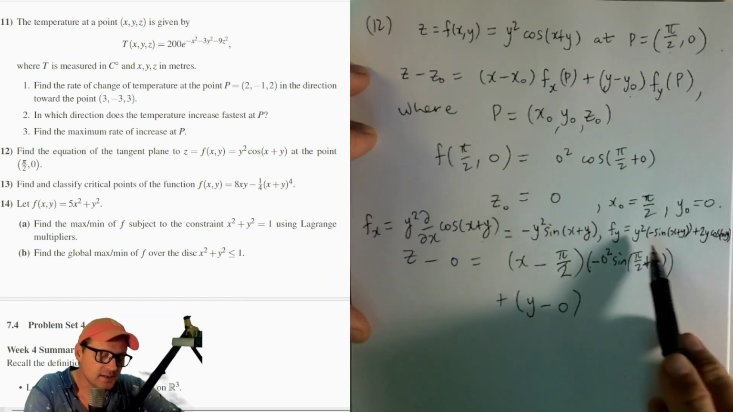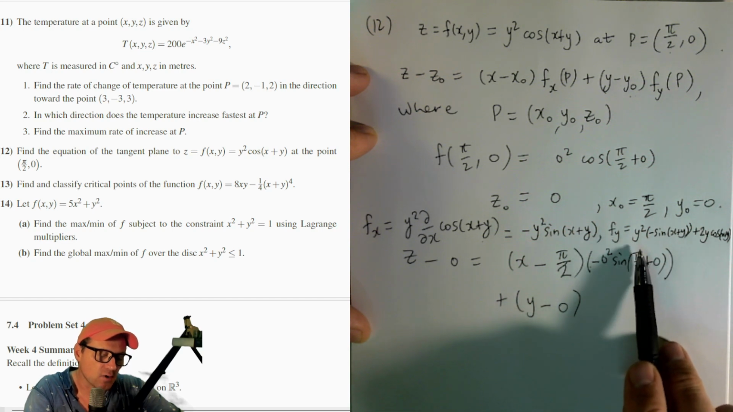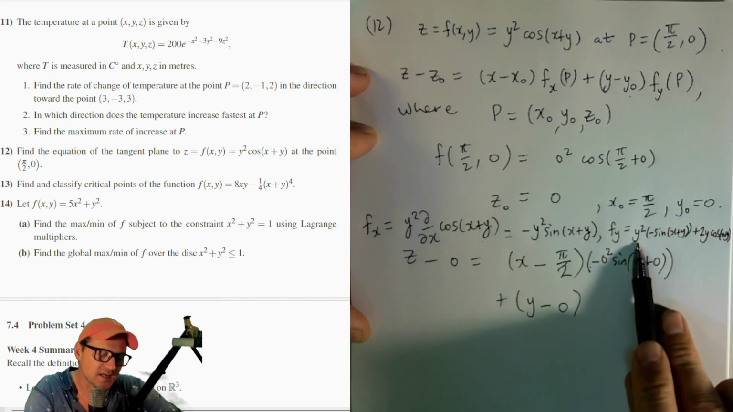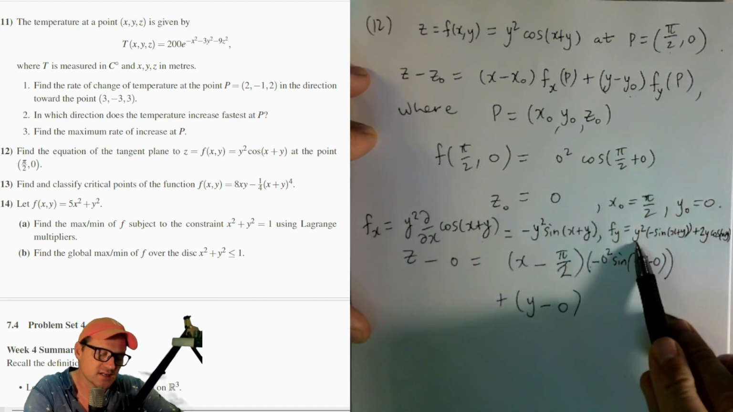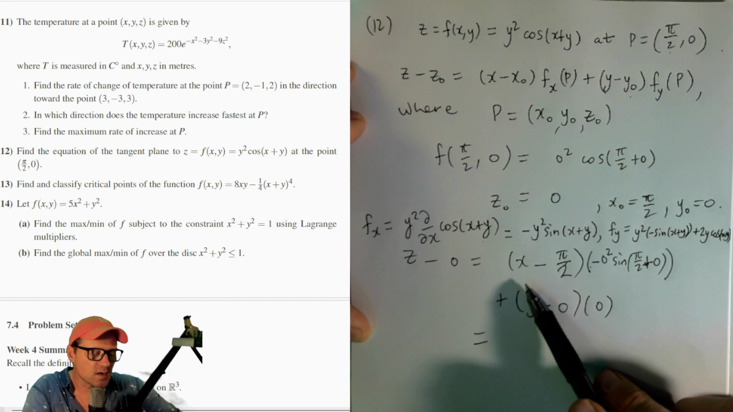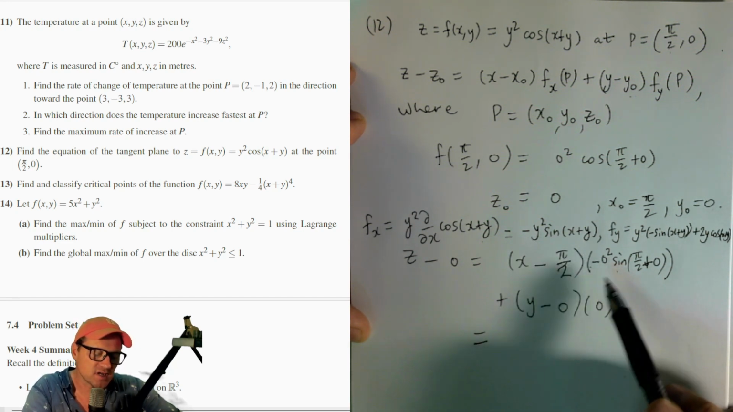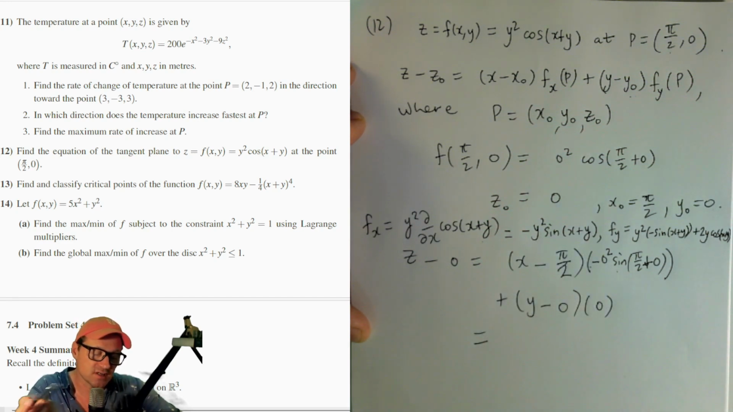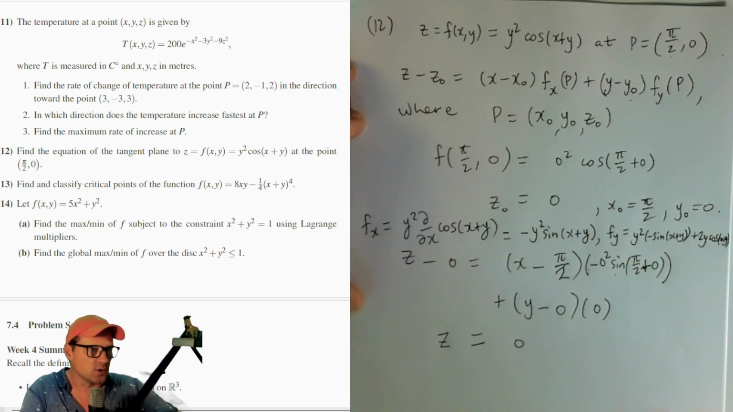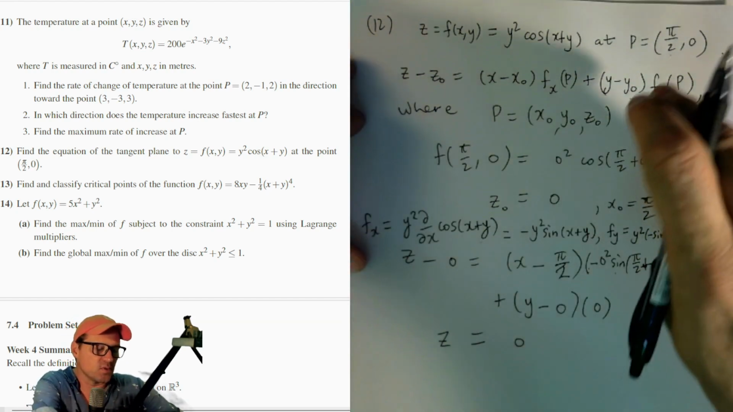Now we sub in our y value and our x value into this function, and we're going to get 0 because y0 is 0. So 0 there, just times 0. And so here then we have (x minus π/2) times 0, (y minus 0) times 0. Both of those are 0, so they add up to 0. So we just have z equals 0 as our tangent plane at the point P.